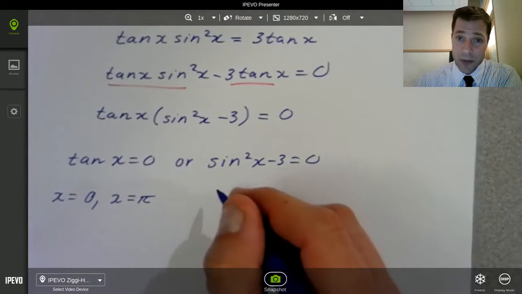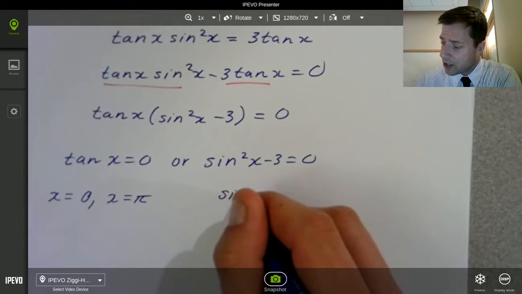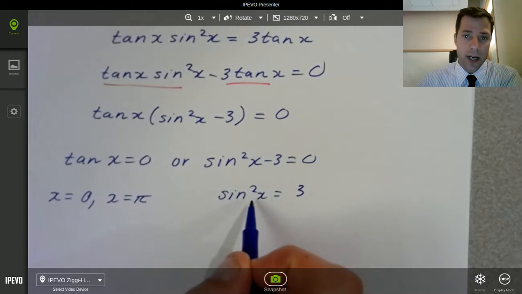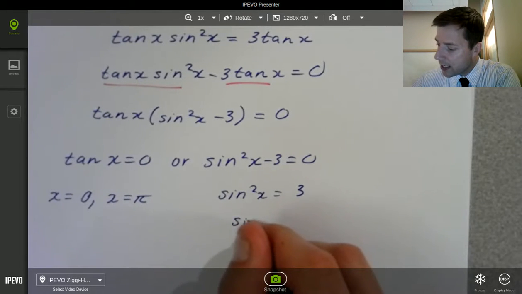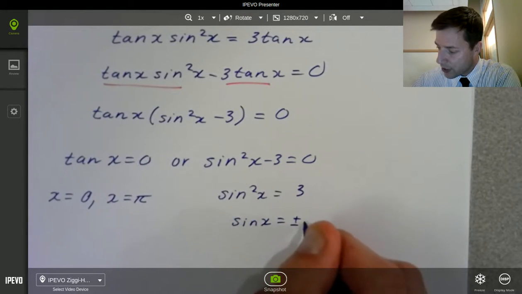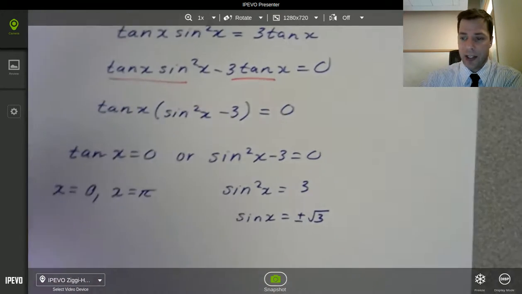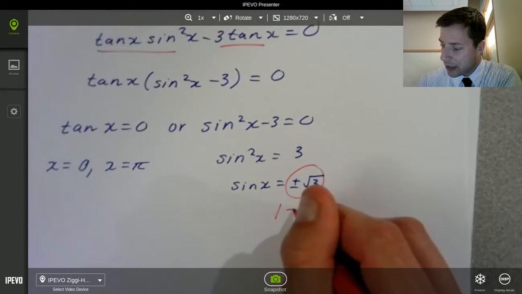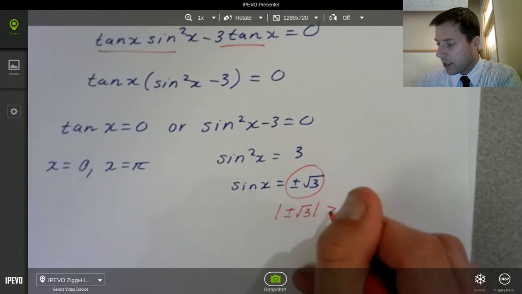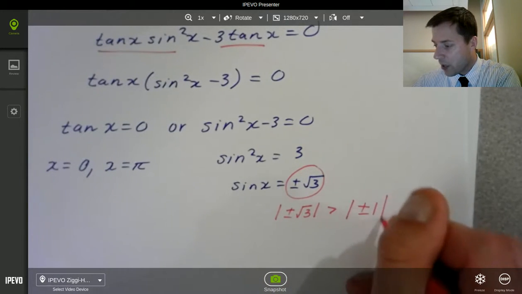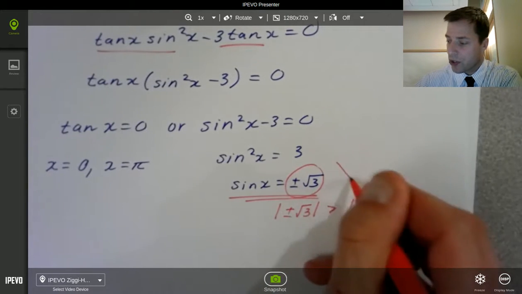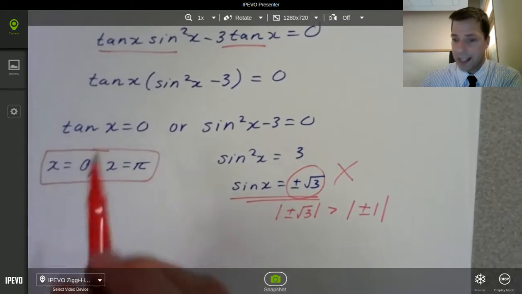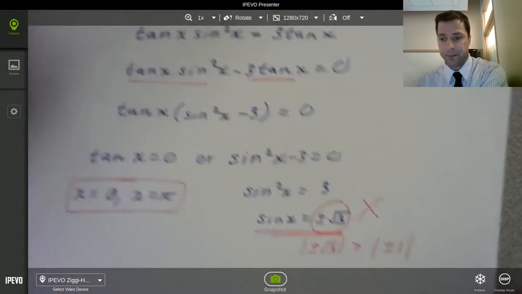Now, if we look at sine squared, we got a little bit of work to do. So we have sine squared x equals 3. To undo a square, we square root. So you have sine of x equals plus or minus root 3. There's the danger here for this problem. That's greater than the absolute value of plus or minus 1. This is not in the range. There's no solution here. So our only two solutions are 0 and pi. That's it for this particular problem.